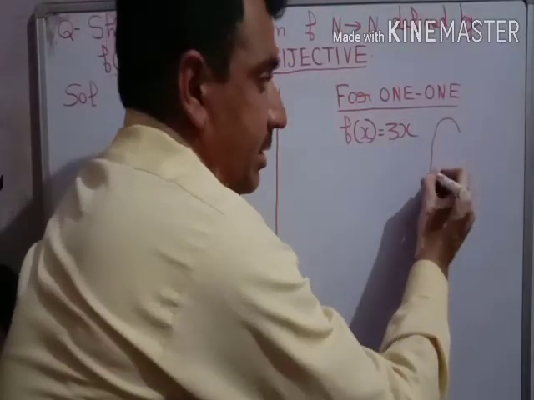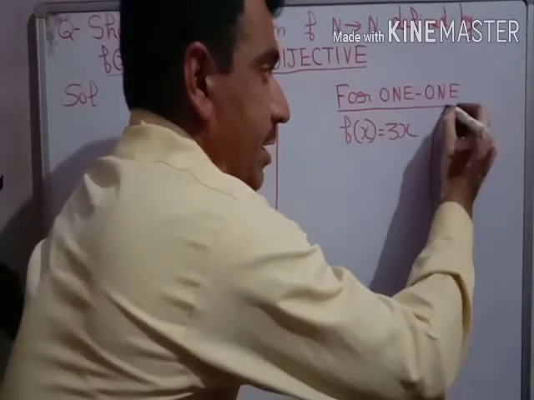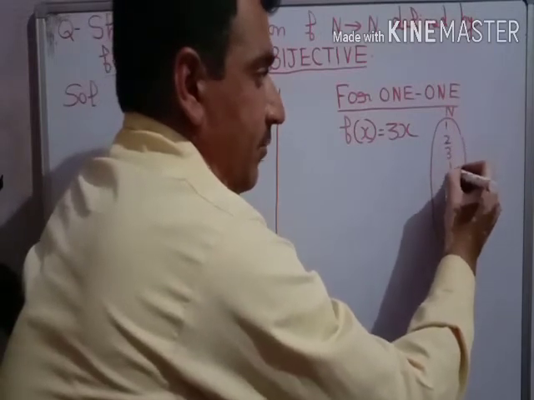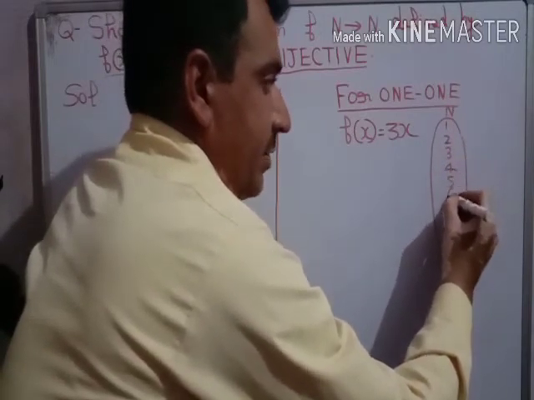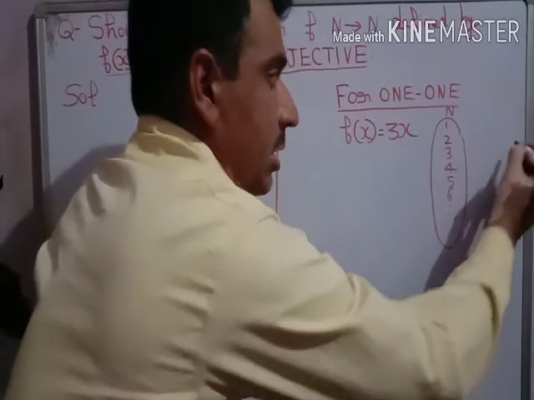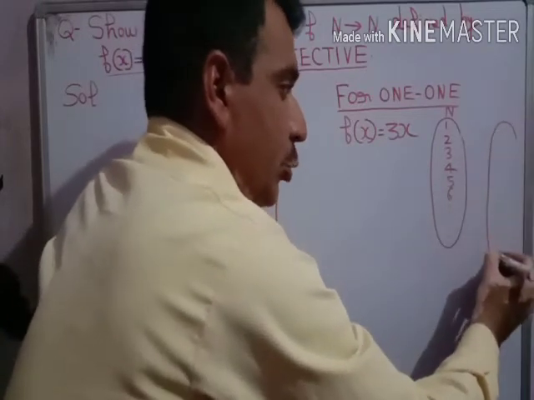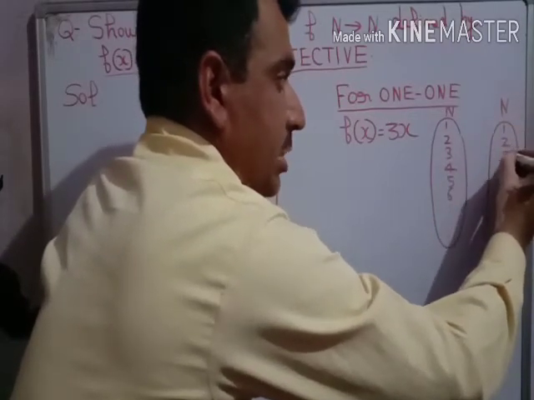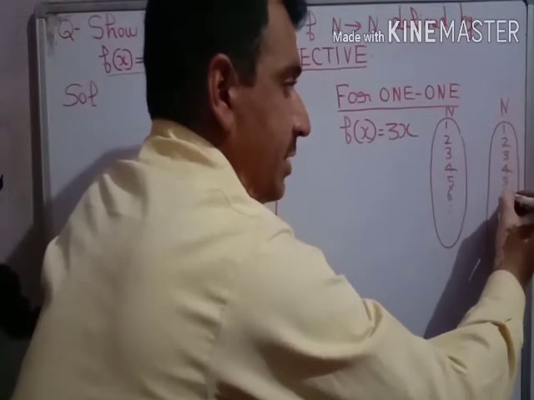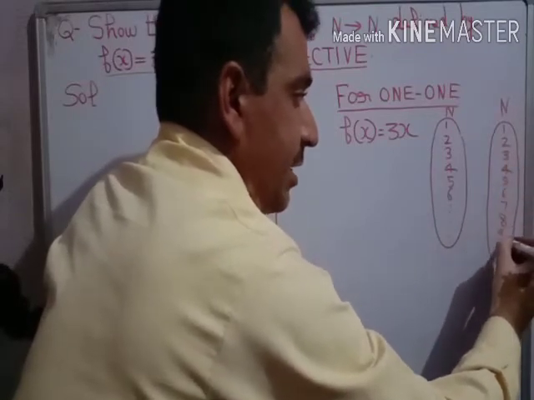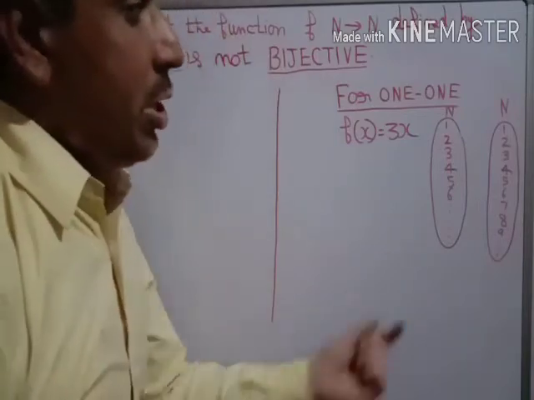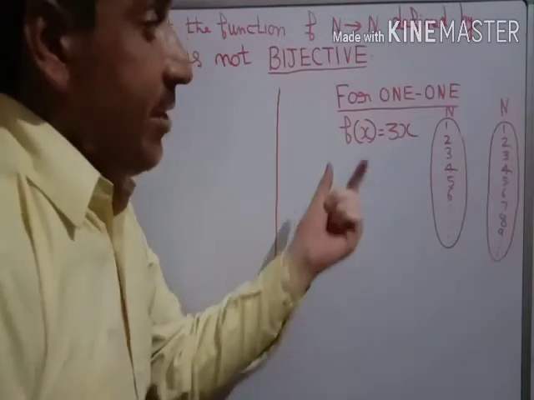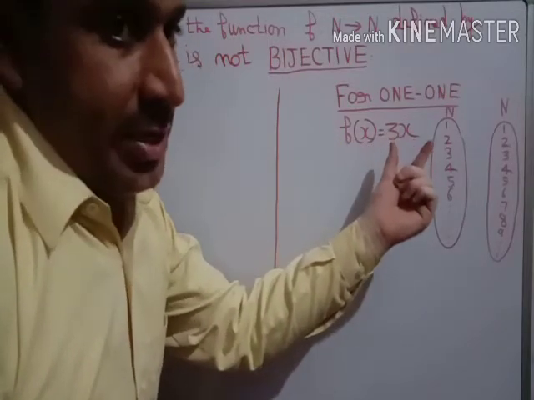This is the domain, a set of natural numbers. I'll take the numbers 1, 2, 3, 4, 5, 6 and so on. I take a second set, that is the codomain: 1, 2, 3, 4, 5, 6, 7, 8, 9 and so on. Domain and codomain both are sets of natural numbers, and we have the function f of x equals 3x.